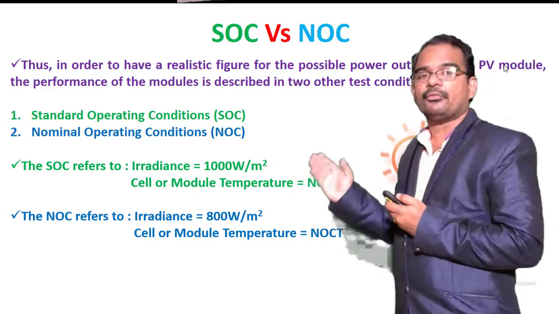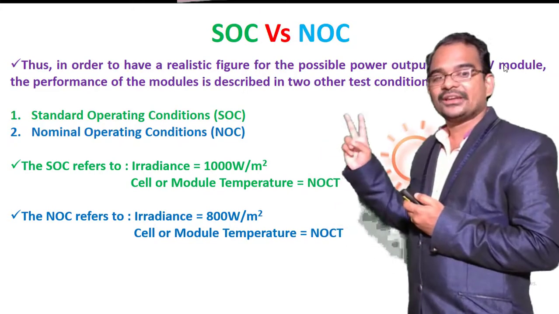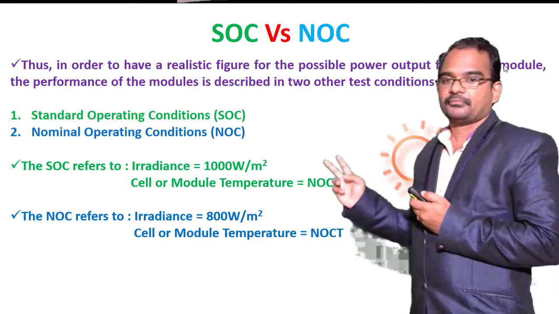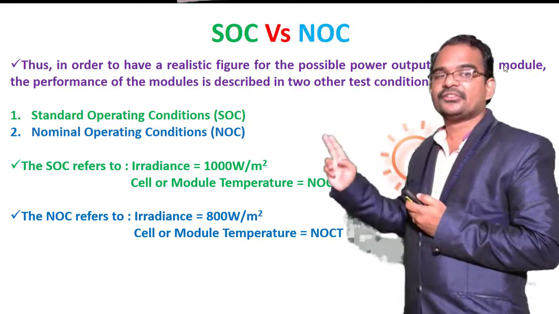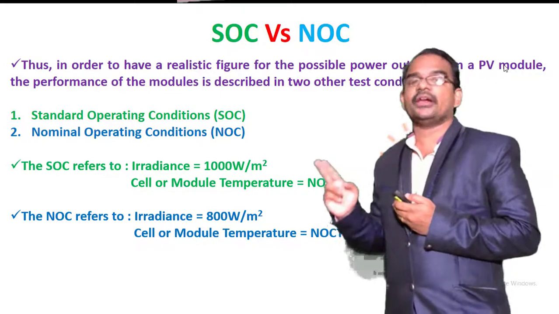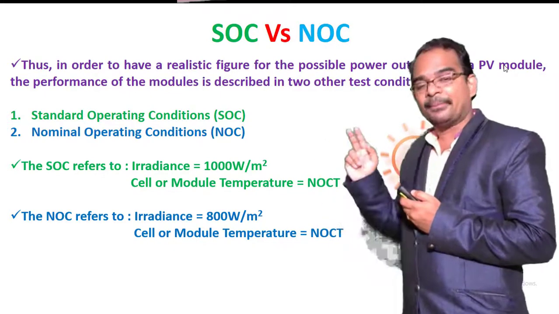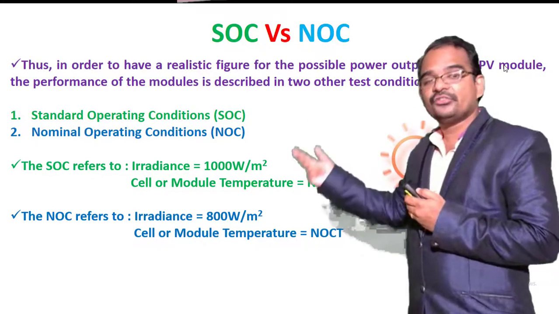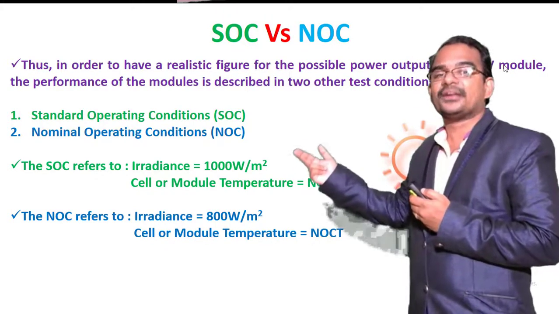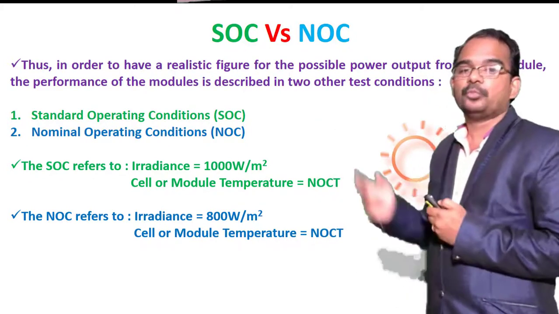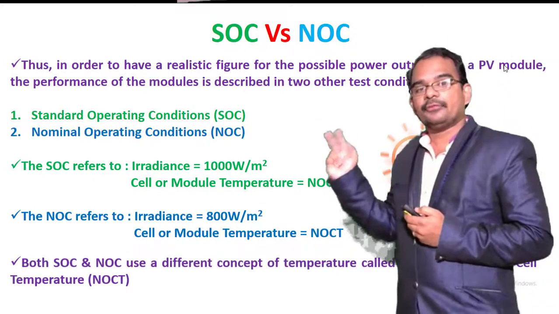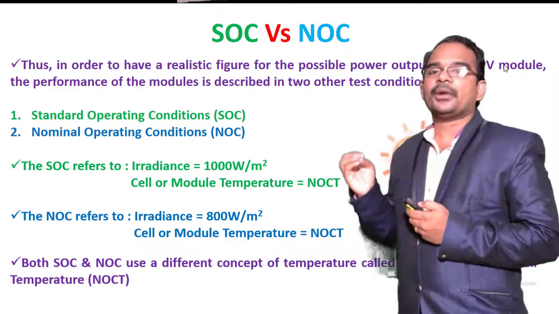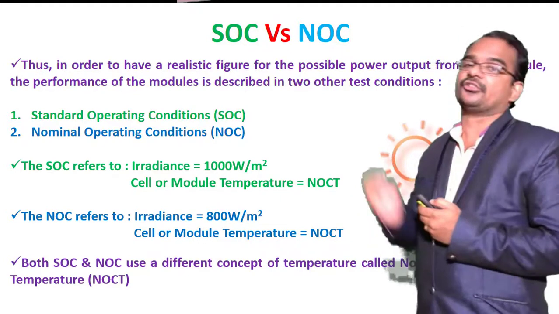Now in this case, we have modified both the things, both irradiation and cell temperature. In SOC, only cell temperature is changed from 25 degrees centigrade to NOCT. But in case of a NOC, apart from changing the temperature from 25 degrees centigrade to NOCT, they have also changed the radiation level to 800 watt per meter square. So both SOC and NOC use a different concept of temperature called normal operating cell temperature.